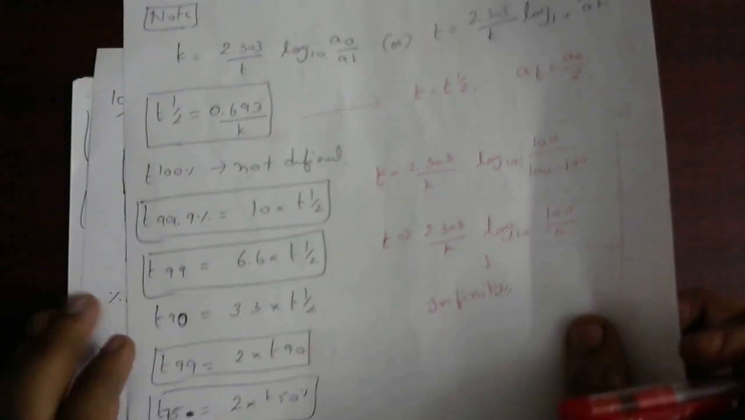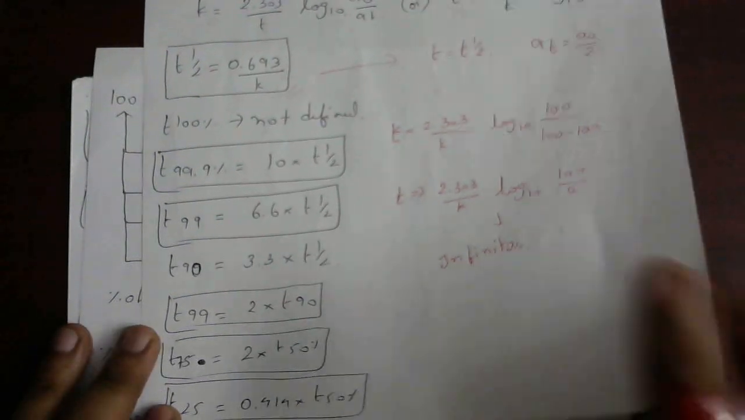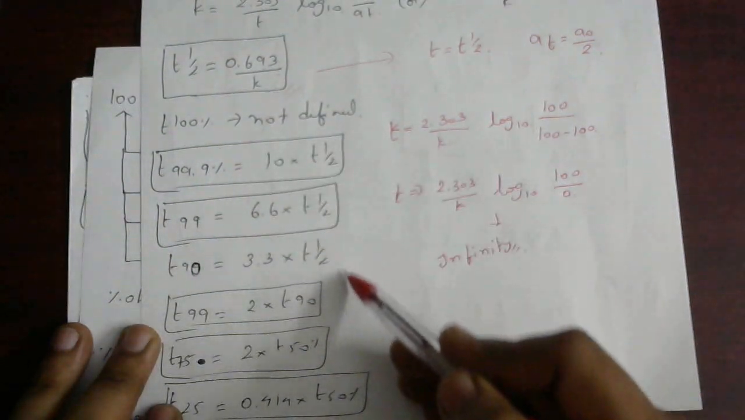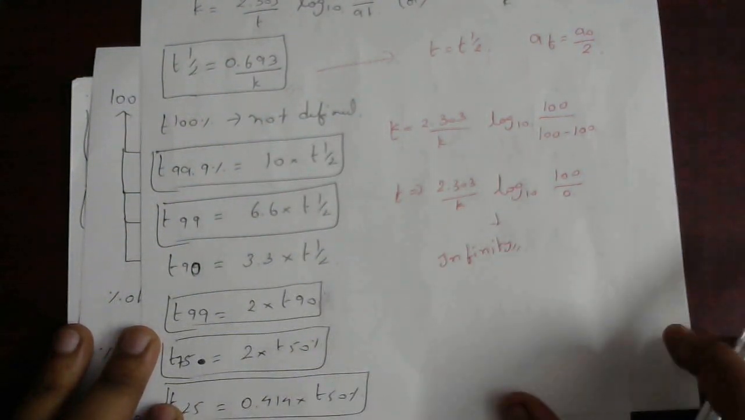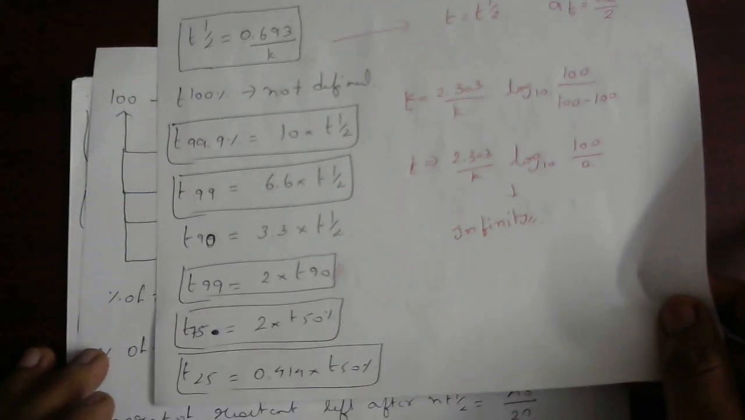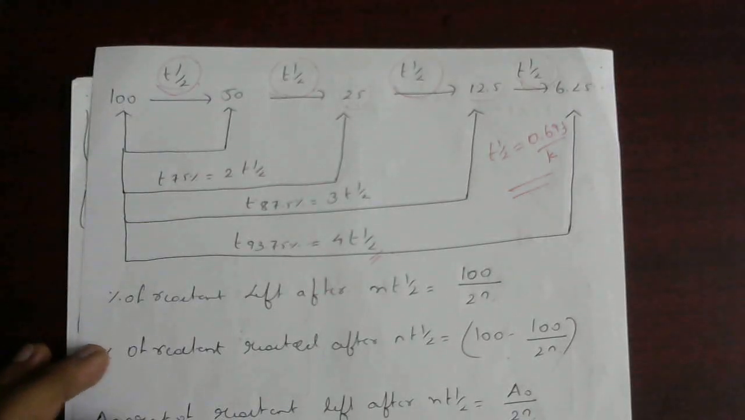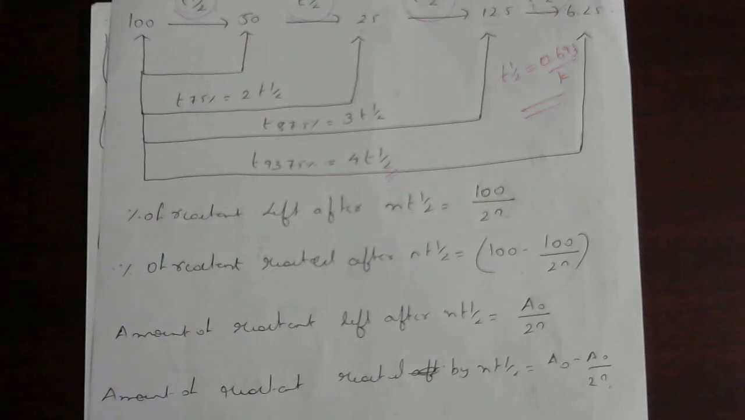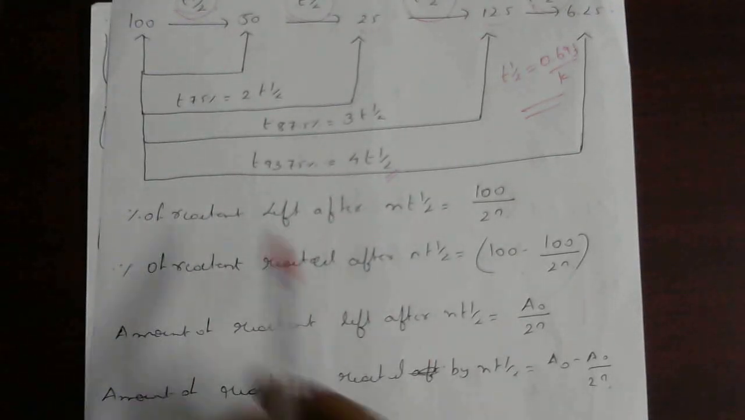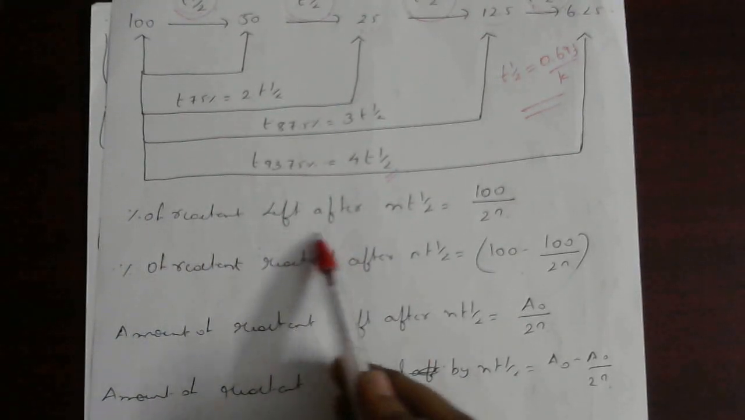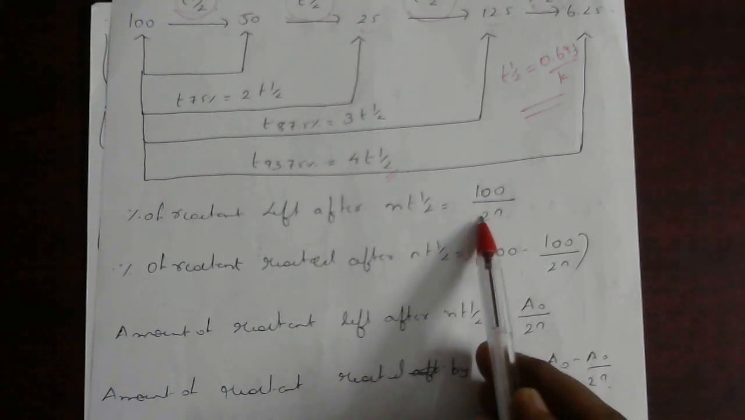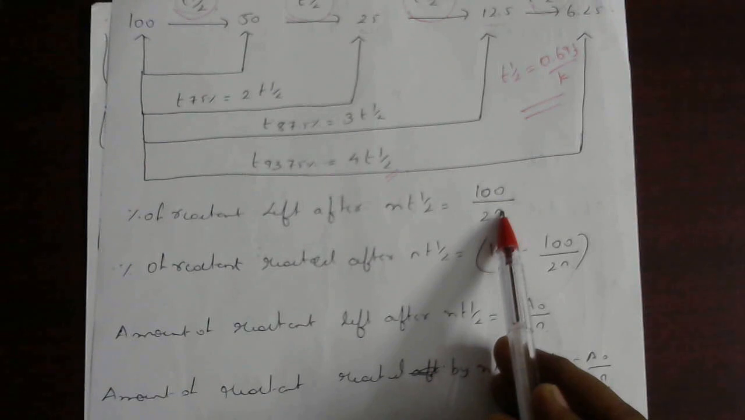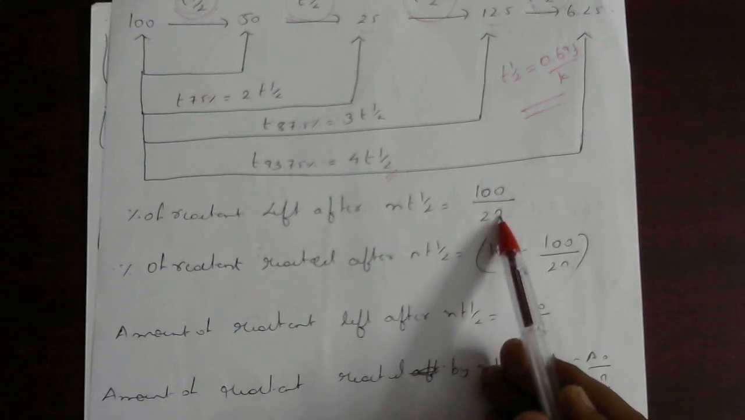You just observe in the previous slide. Here I have taken some of the relations with respect to T half as well as T90, T99.9%, etc. And from here you can understand the percentage of reactant left after n T halves. See here, nothing is there, guys. 100 divided by 2 to the power n. Let us take this n.